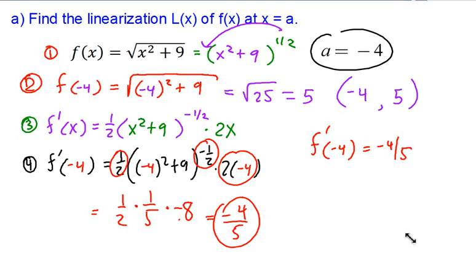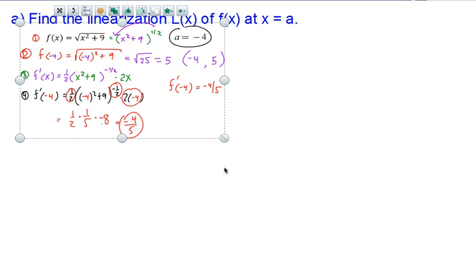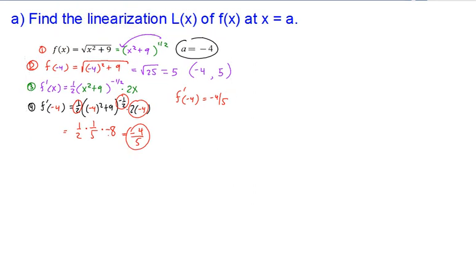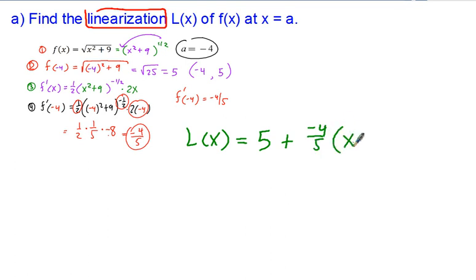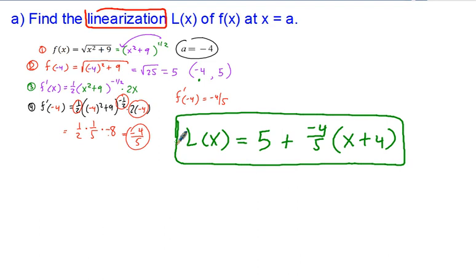Okay, now let's see if we can answer the question in terms of finding a formula for the linearization of this function at that particular point. All right, so tying it all together, and I'm just now using the result that we established in the previous slide. L(x) is the output, which is 5, plus the slope, -4/5, times x minus the input, minus -4 is plus 4. And so this right here is the linearization of our function at that point.